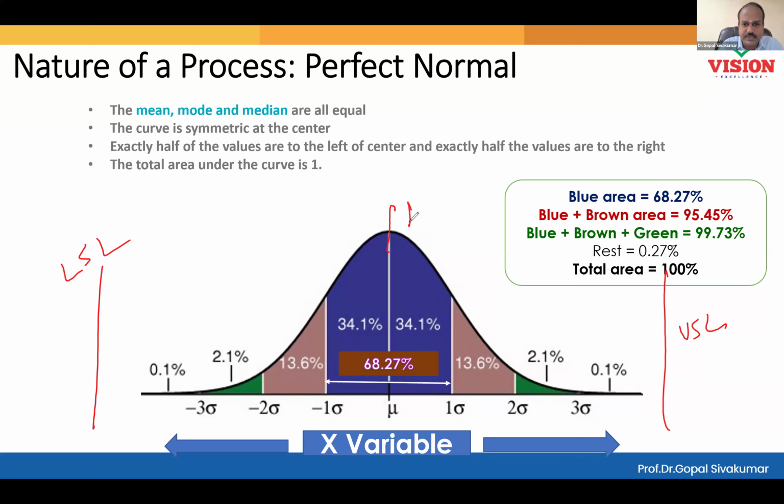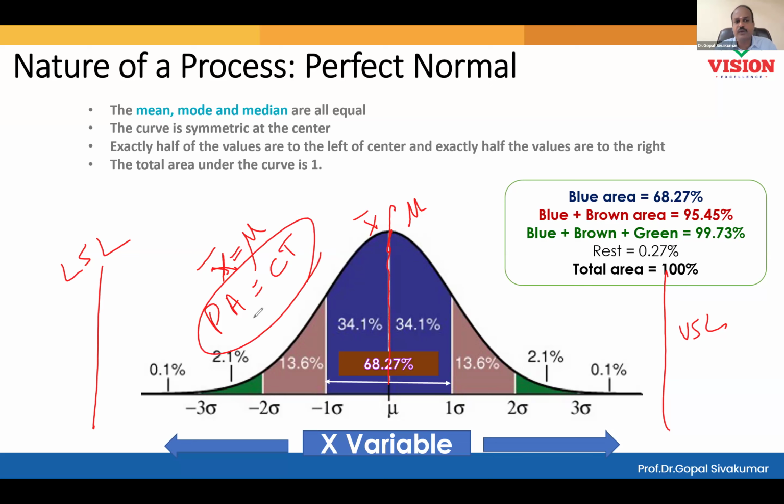If these are the spec, the center of the spec will be the target. This is the target. Target is always indicated by mu. But this particular point of your process is X bar. X bar is process average. Mu is customer target. You must try to fulfill this condition. What is this condition? Process average equal to customer target. Clear, all of you? If these conditions are not getting fulfilled, your process is under trouble.